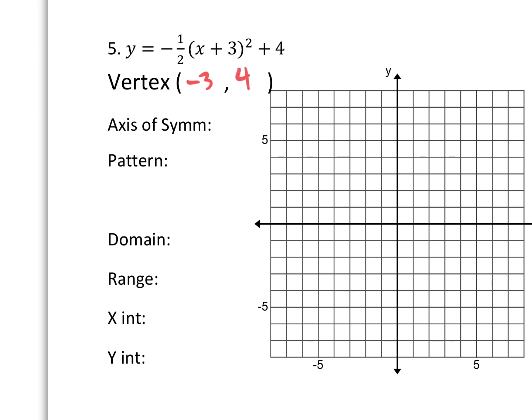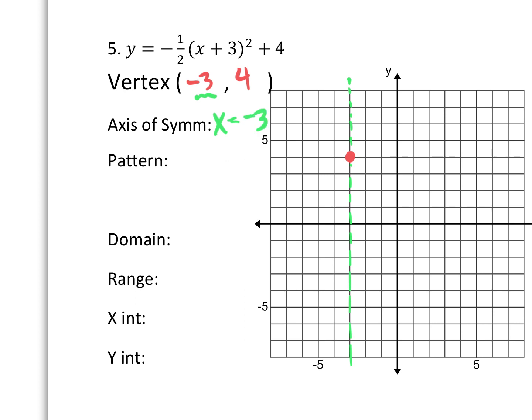Negative 3, 4. Okay, let's go to negative 3, 1, 2, 3, 4. Everybody plot that point, negative 3, 4. And now it's easy to state the axis of symmetry, the line that goes right through this. What is that line? X equals the x value of your vertex, negative 3.